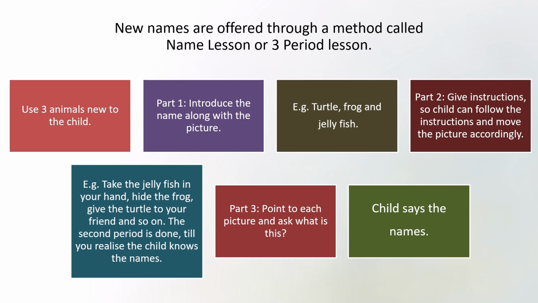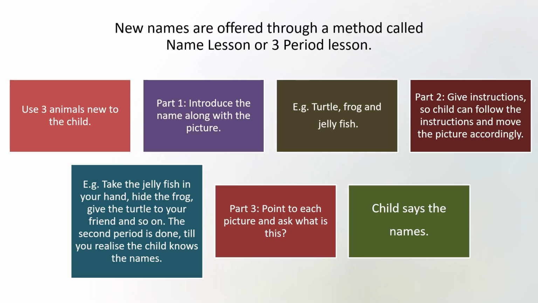New names are offered through a method called name lesson or 3-period lesson. We can use 3 animals new to the child. Part 1, we introduce a name along with a picture. Example, turtle, frog, and jellyfish. So we say, this is a turtle. Turtle. This is a frog. Frog. This is a jellyfish. Jellyfish.